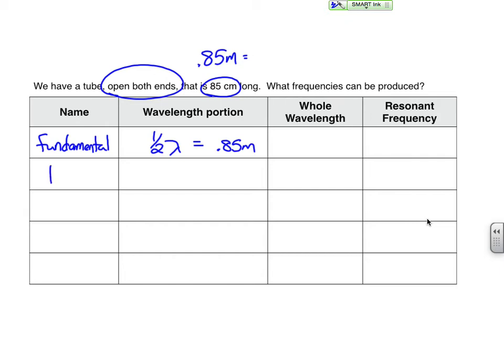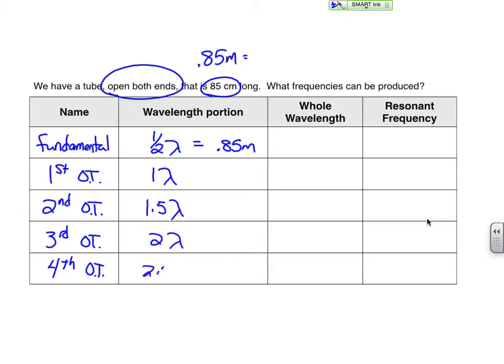But is that the only thing that fits in this tube? No, the fundamental fits in there, but we could also fit in the first overtone, and the second overtone, and the third overtone, and the fourth overtone. The overtones keep going, but we're going to stop there math-wise. But what were our jumps that we were always going to jump here? By half. So if we start off at 1/2, the next one's going to be 1, the next one's going to be 1.5, the next one's going to be 2, the next one's going to be 2.5. But those are all going to fit in that same tube length, which was 0.85 meters.